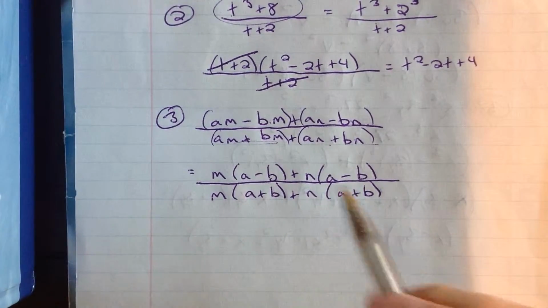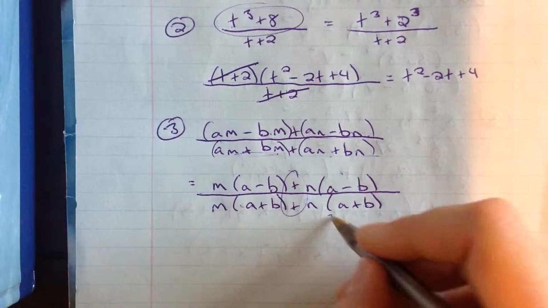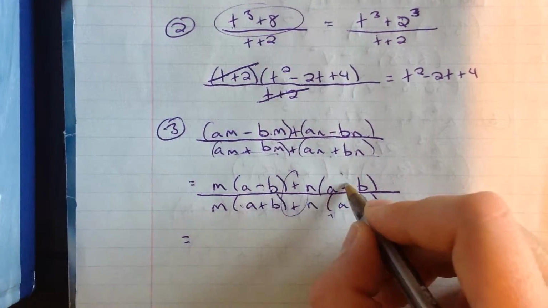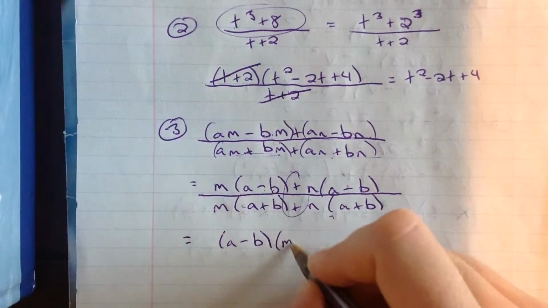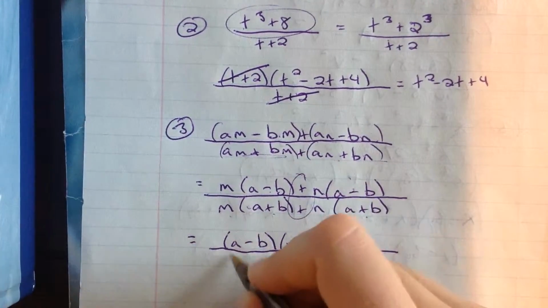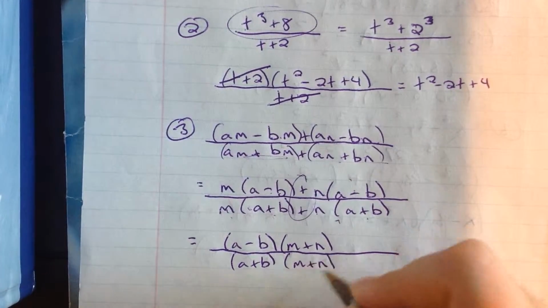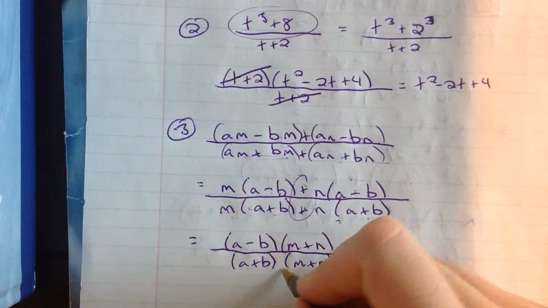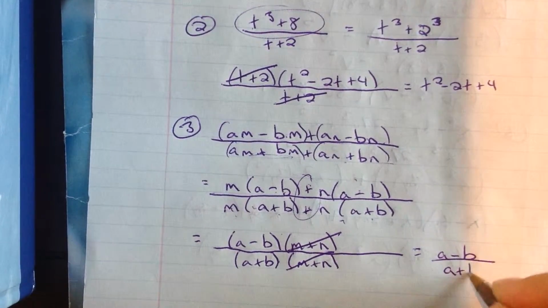A natural tendency at this point would be to cancel here. You can't. Because of this plus, it has to come out of all 4 terms. But I can continue to factor. Because they share a common of a minus b, that's one term, and what I pulled out front is the other. What I have inside is one term, and what I pulled out front is the other. Now that there are things being multiplied without this addition in between, I can cancel. So I get a minus b all over a plus b.